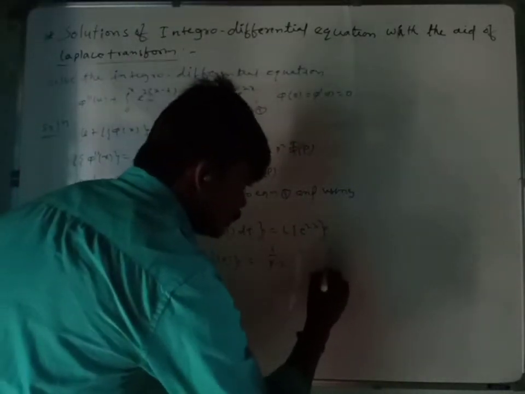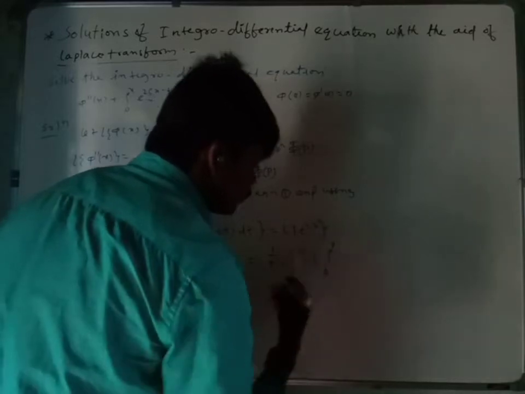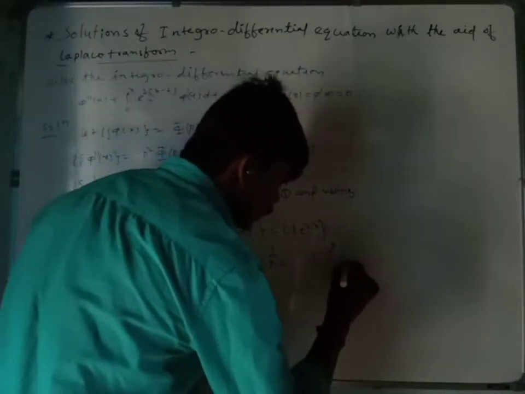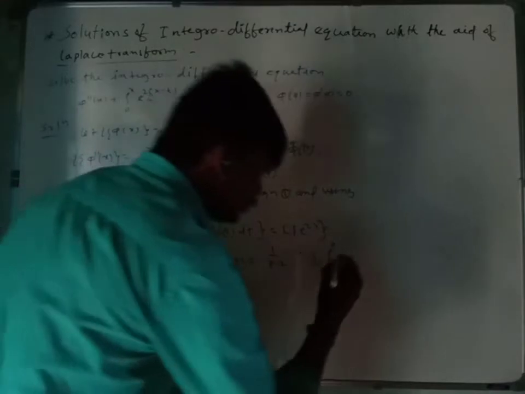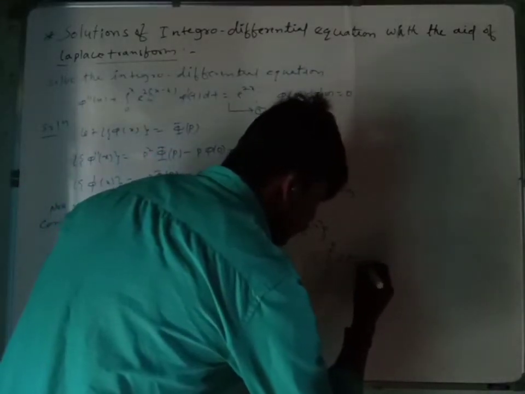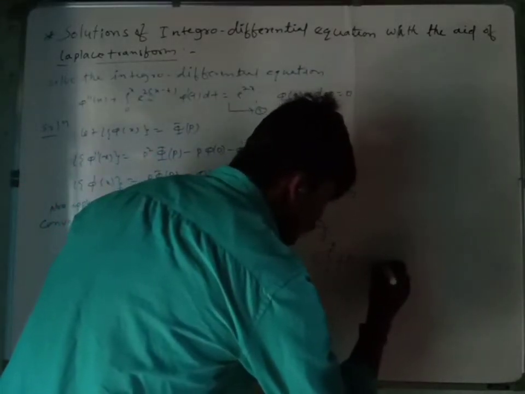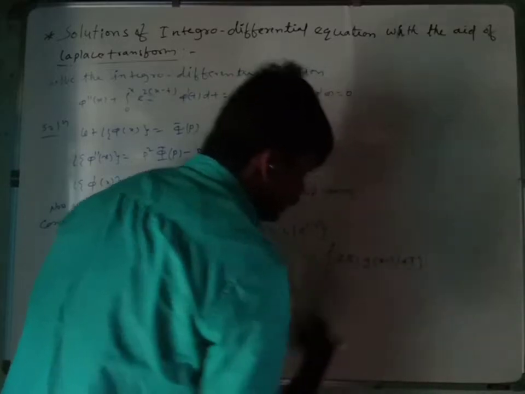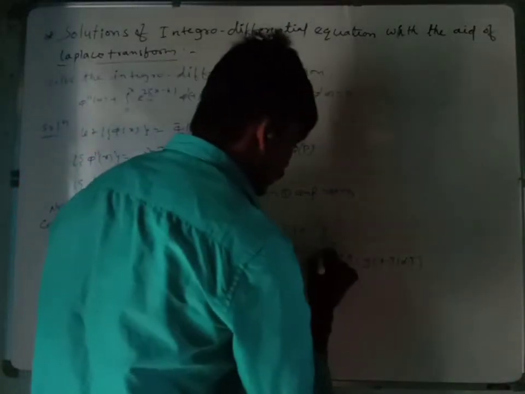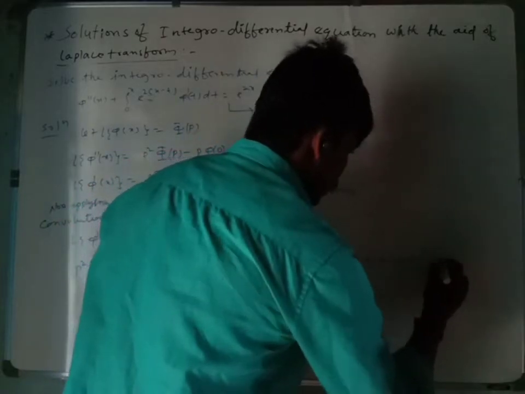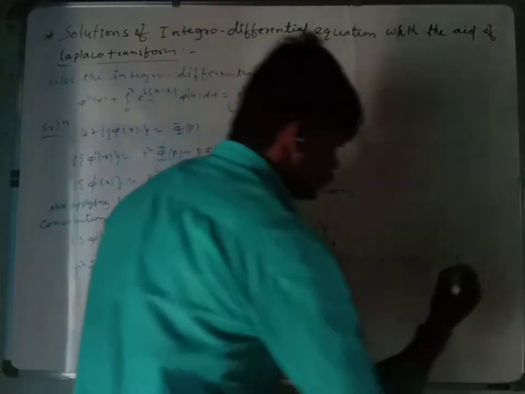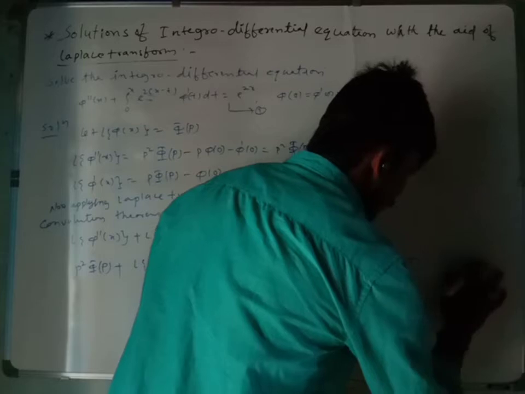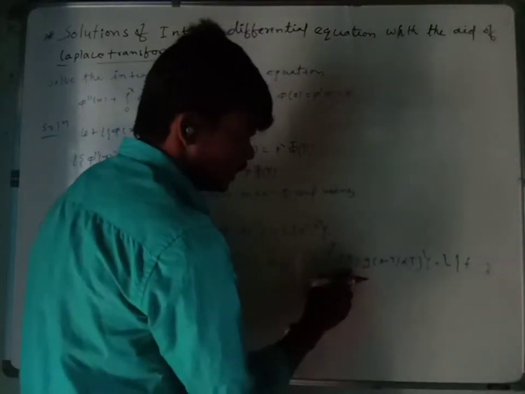Since, by the convolution theorem, Laplace transform of integration 0 to x of f of T into g of x minus T dT equals Laplace transform of f of, here the variable is t.